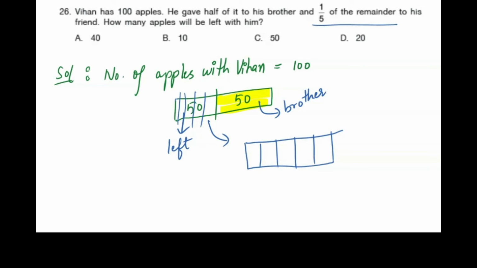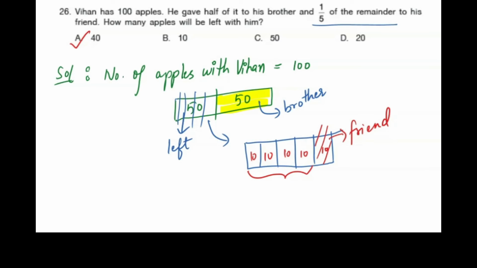So this is the equal division. So 50 apples are divided into 5. That means 10. 5 tens are 50. There are 10 apples in each part. And he has given 1/5 of his remainder, this part, to his friend. Now he is left with 40 apples. 40 is the correct option.